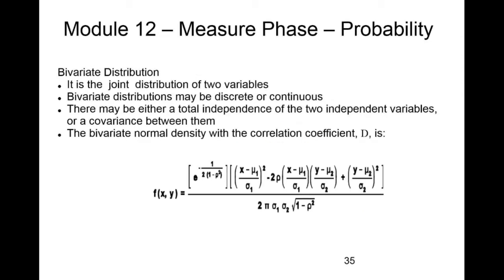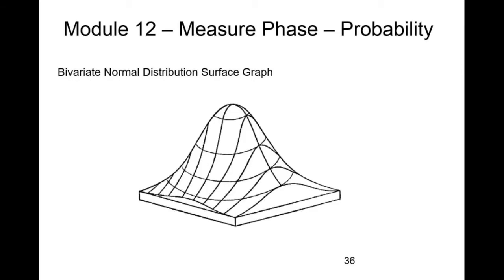A bivariate distribution is a joint distribution of two variables. Bivariate distributions may be either discrete or continuous. They may show either total independence of two independent variables or a covariance between them. The normal density with correlation coefficients formula is below. And if you graph it, it'll look like that.